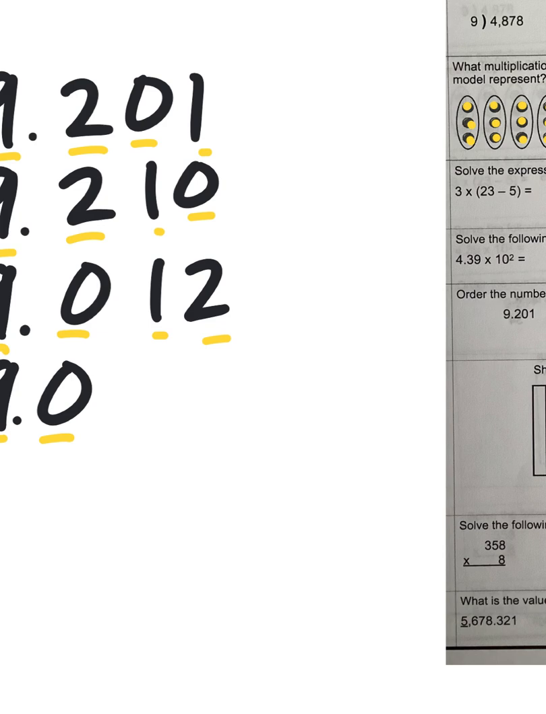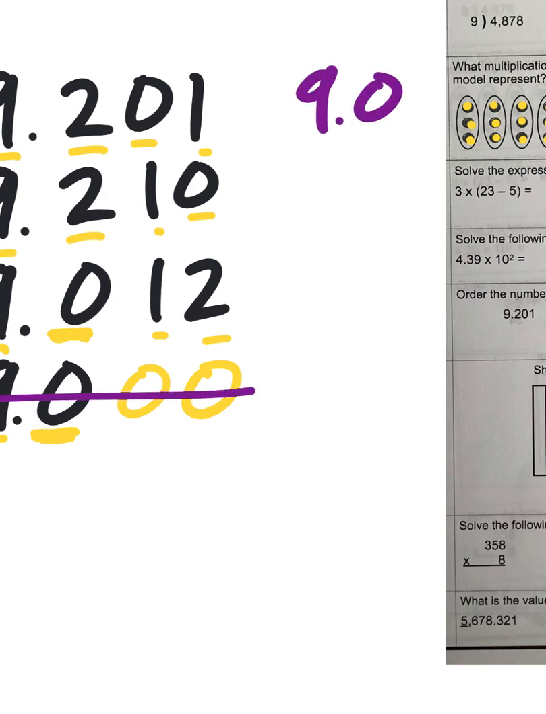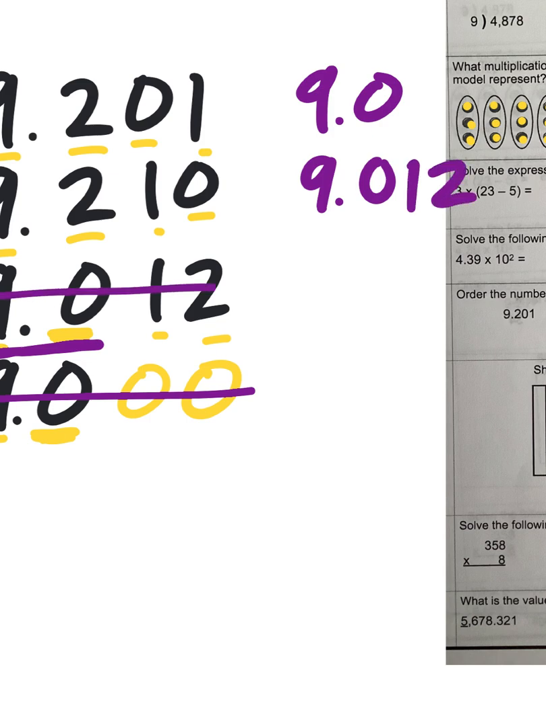But when I get to the tenths place, I see that there are 2 zeros here. And of course, this 9 has nothing behind it. So I am going to declare it my smallest place value. Okay. I can move on to the second number that has 9 with 0 tenths. So I want to make 9 and 12 thousandths the second order of numbers.